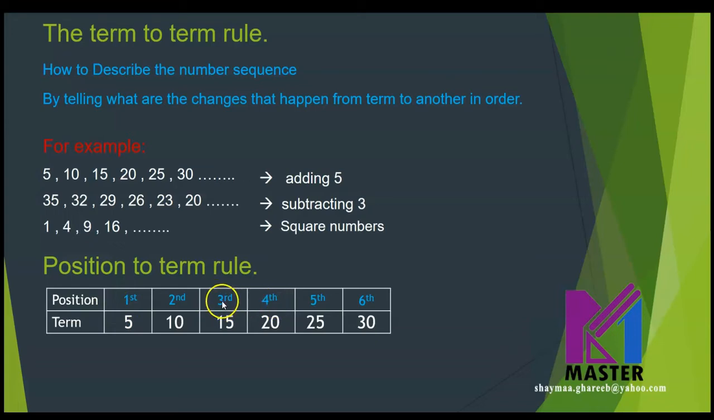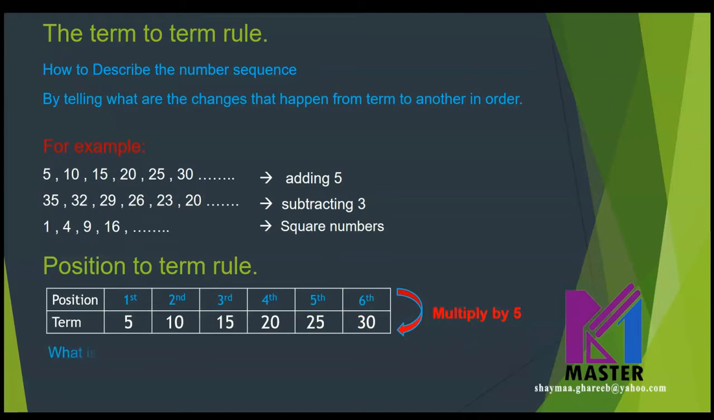So let's check the rest. 3 multiplied by 5 will give me 15. 4 multiplied by 5, 20, and so on. So we can say that the position to term rule is a rule that links the position to the term of the sequence. And in this sequence, the position to term rule is multiply the position by 5 to get the term.